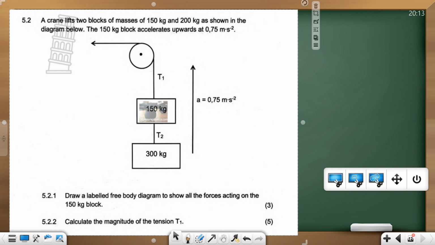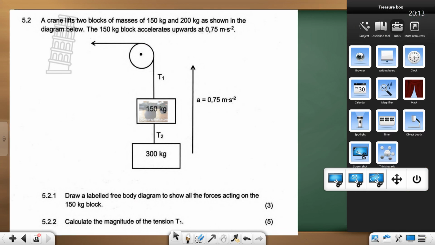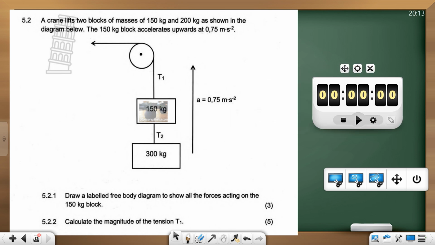5 and 3 marks. I don't want to do it for you, so I'm giving you, let's see. Can we do 10 minutes? Then we mark together. 10 minutes is too much. We're just drawing a free body. No. 6 minutes. Quickly. 6 minutes, 30 seconds. Let's go. You're drawing a free body and then you're calculating tension.